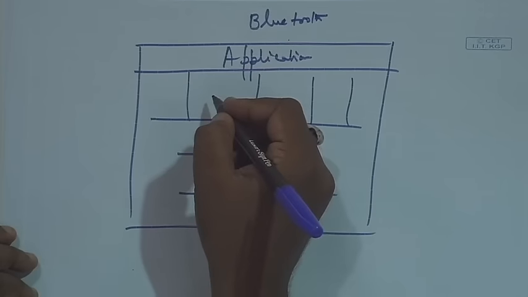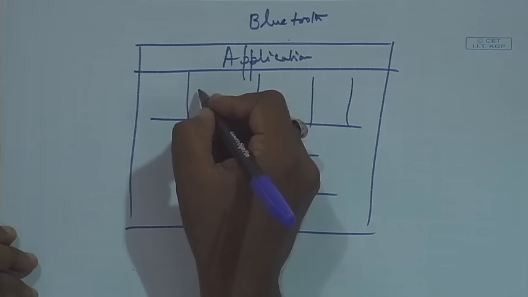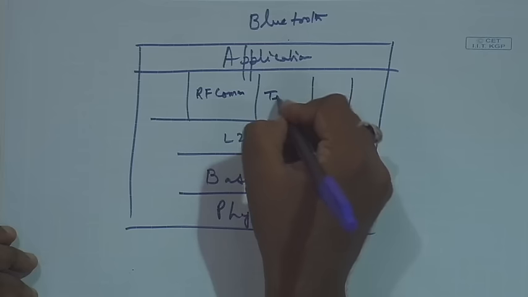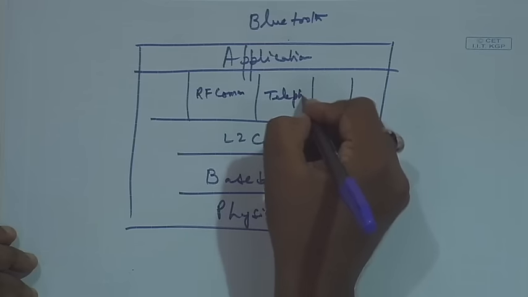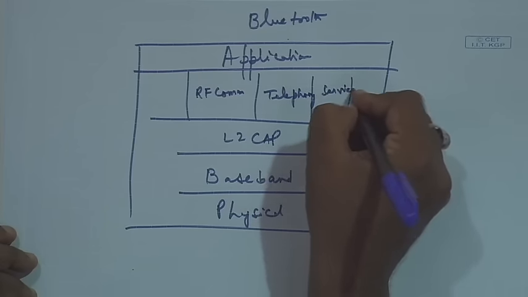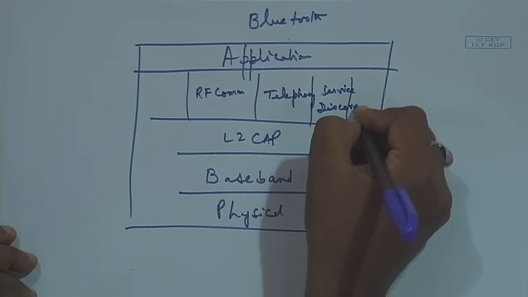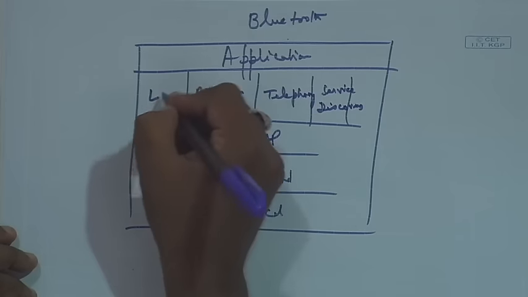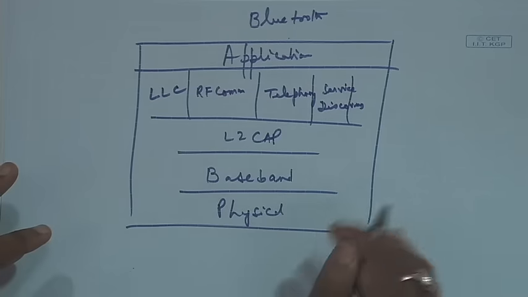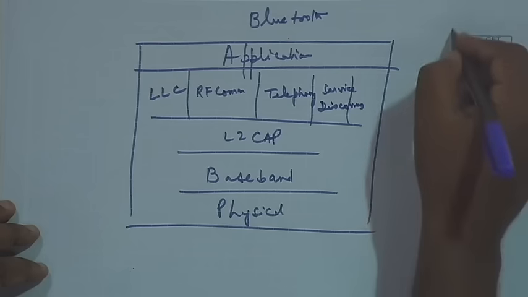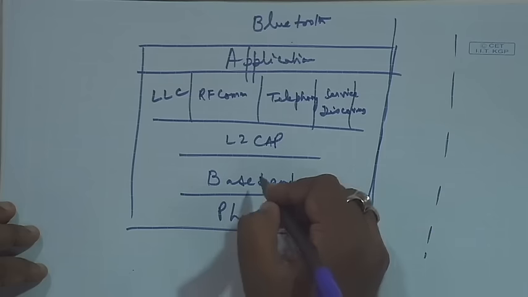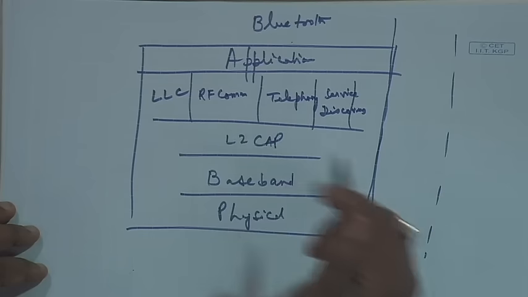Protocols, I was telling you about cable replacement. There are protocols such as RFCOMM. Protocols which will support traditional telephony. Protocols that will support service discovery. Protocols that will support other link layer functionalities such as LLC. So these are the different functionalities that can be supported on top of the physical, baseband, and L2CAP layers in Bluetooth.